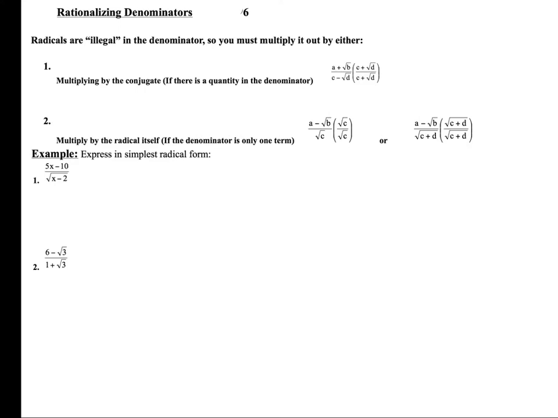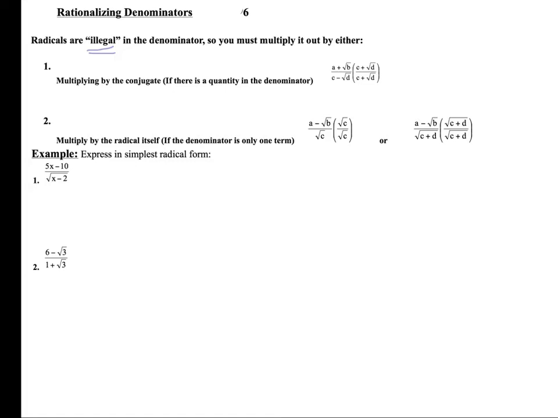If you have a radical in the denominator, it's illegal, wrong in math. Honestly, it just doesn't look pretty, and that's why they don't like them. And that's why it's called rationalizing the denominator, to get rid of the radical in the denominator. So it depends on what type of problem you have.